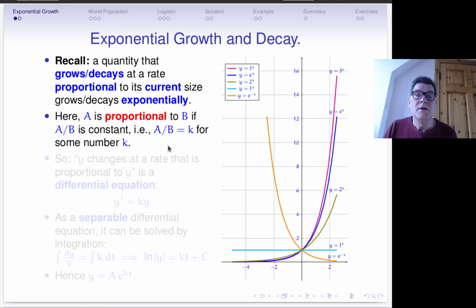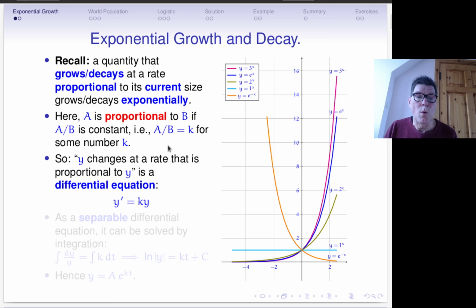And therefore, to say in words that y changes at a rate that is proportional to y itself is what we now know as a differential equation. An equation that involves y as a function of time and its rate of change, its derivative, and the proportionality here is represented through that constant k. We have a simple equation between y and its derivative: y prime equals k times y.